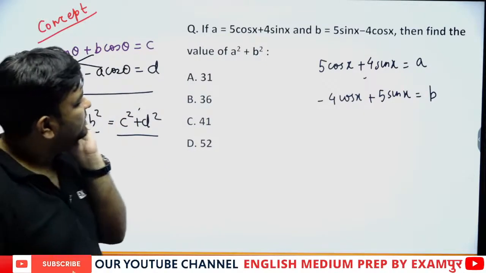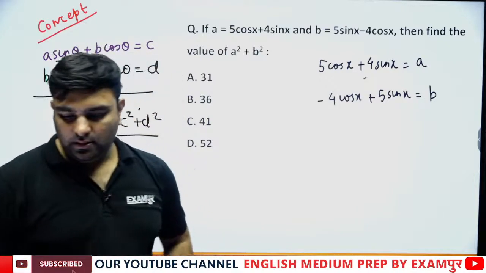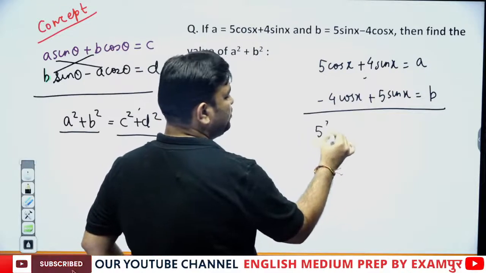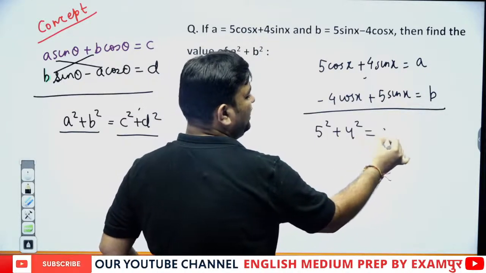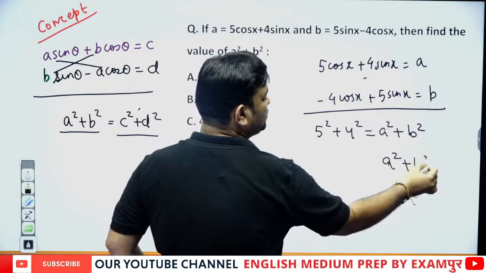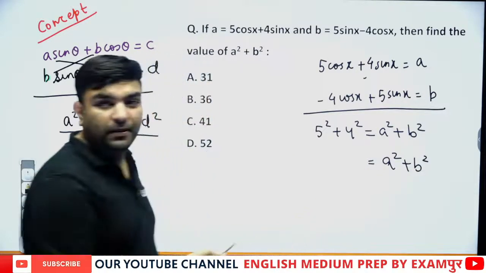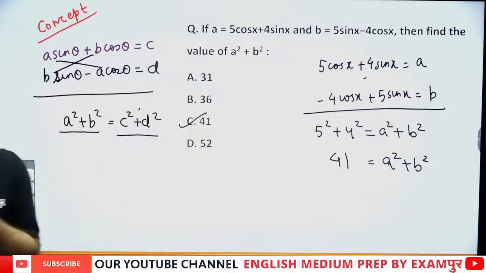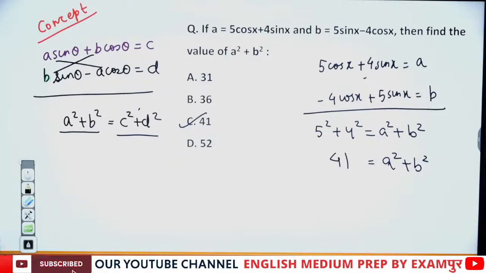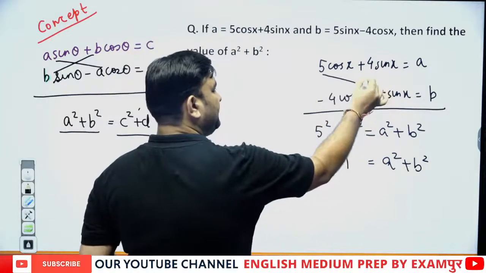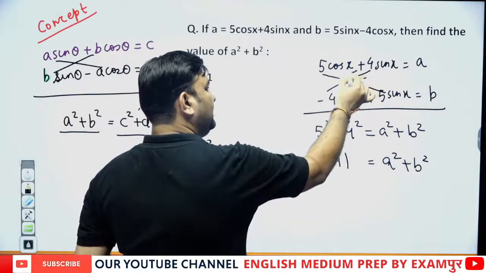what happened? The sum of squares of the coefficients, 5 square plus 4 square, should be equal to A square plus B square. So A square plus B square is equal to 25 plus 16, which is 41. Coefficients are interchanged with the change of sign at one place.